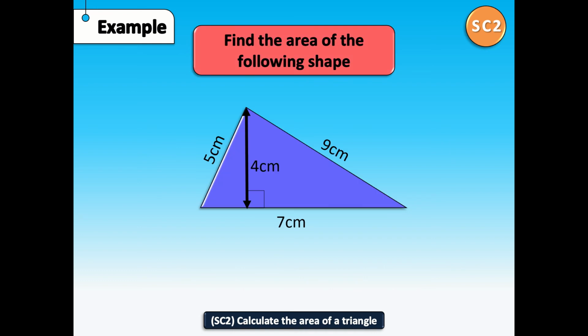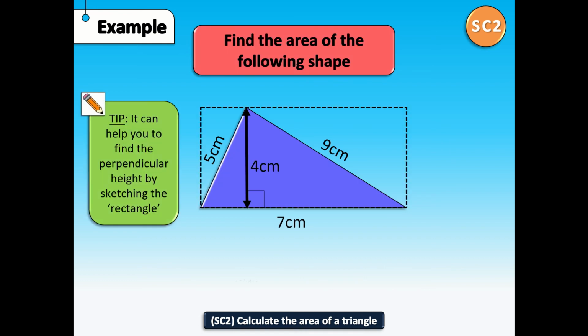For this triangle, we do the height times the base divided by 2. So the base is 7 and the height is 4. So 7 times 4 is 28, and 28 divided by 2 would be 14. So the area is 14 centimeters squared.